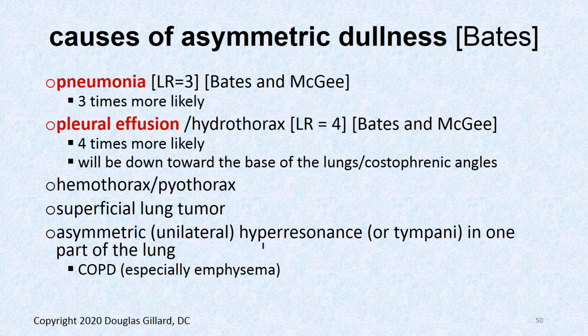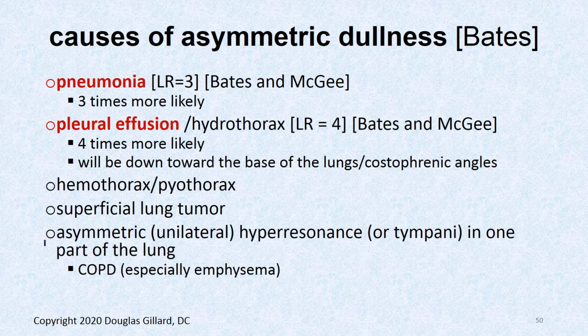What are the causes of asymmetric dullness? Could be that pneumonia again. That pneumonia is going to percuss dull, 3 times more likely to have pneumonia if you detect dullness over the lung. We're picking on that right lung. Wasn't it the one we used, right lower lobe pneumonia? So you go over the right lower lobe and it's dull compared to the left. That will increase your chances. 3 times more likely to have pneumonia. 4 times more likely for a pleural effusion or hydrothorax, hemothorax, pyothorax. Anything filling up that pleural cavity is not a good thing.